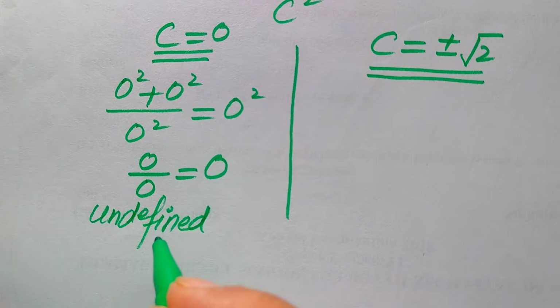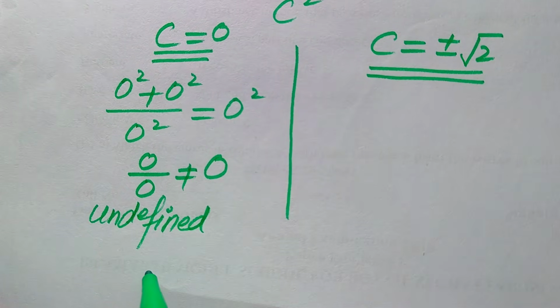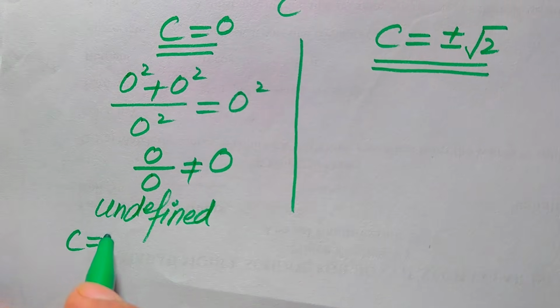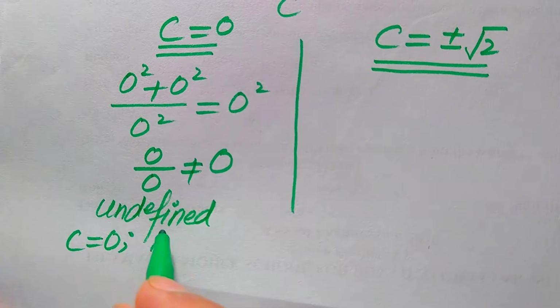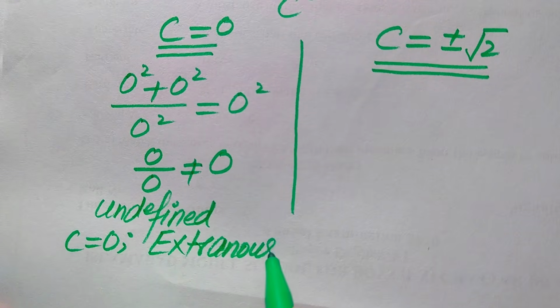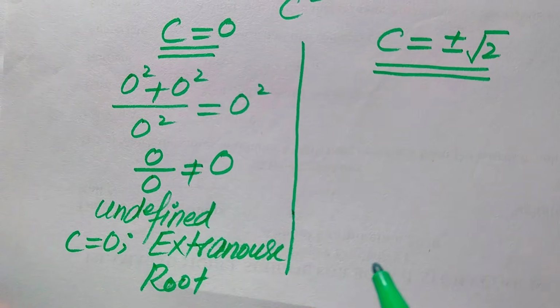So if our left hand side is undefined, this means that both sides are not equal, and if both sides are not equal, this concludes that the value c equals 0 does not satisfy our given question statement. So we call c equals 0 the extraneous root of the given equation. Okay, c equals 0 is the extraneous root.